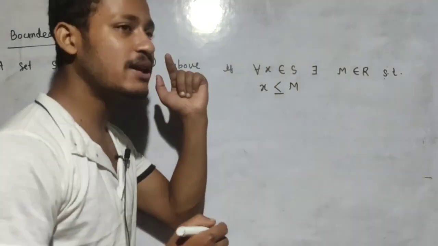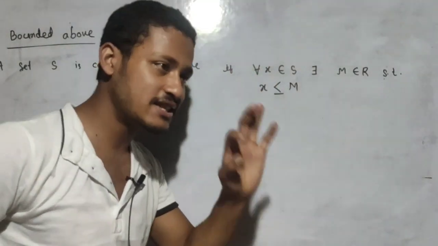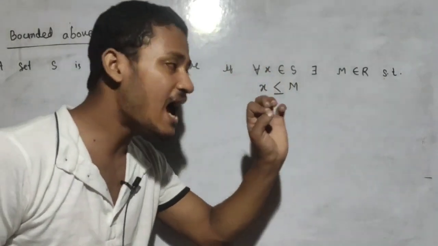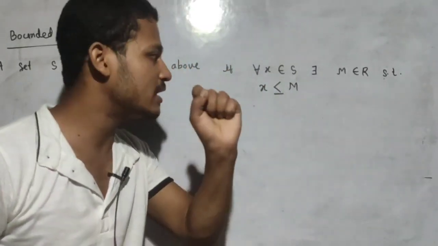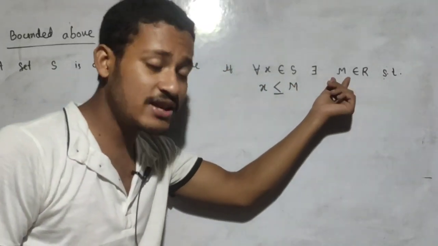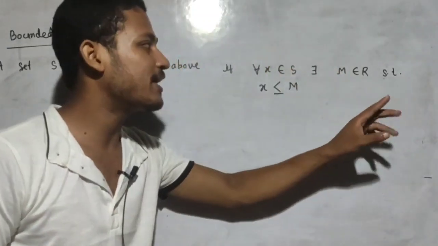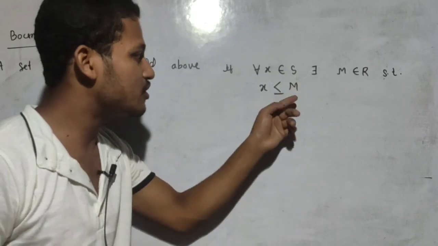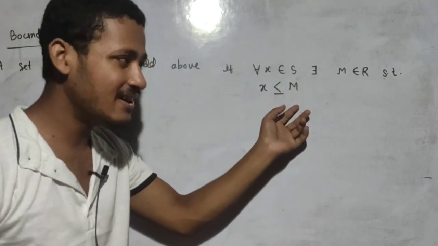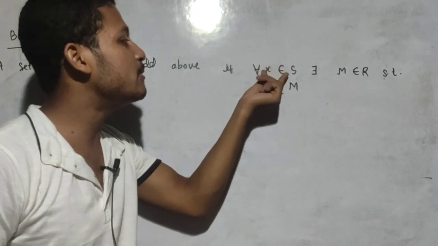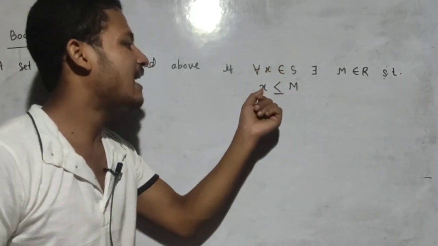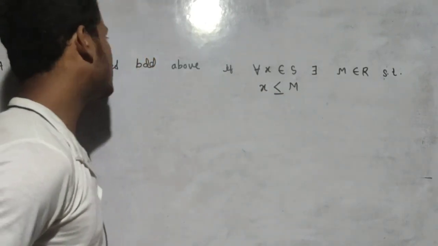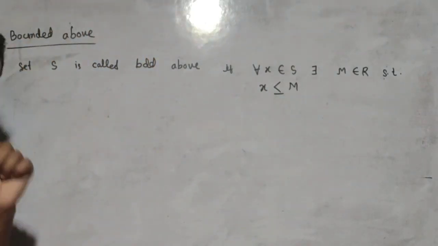For every element in S, this must be satisfied: you must find a real number M such that every element of this set S is less than or equal to M. So this is the definition of bounded above.